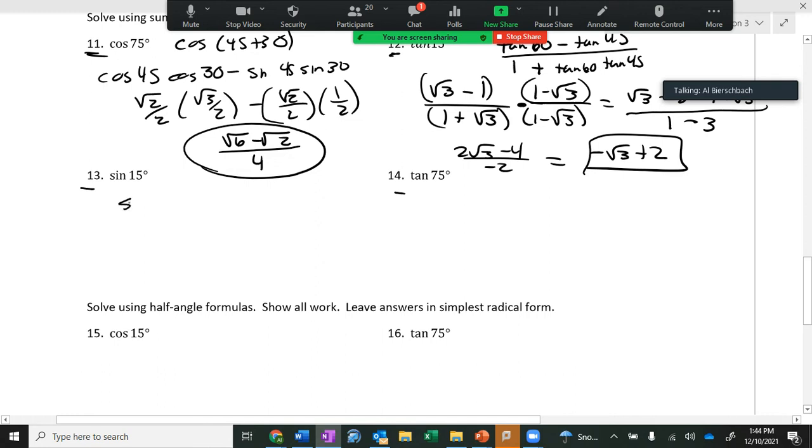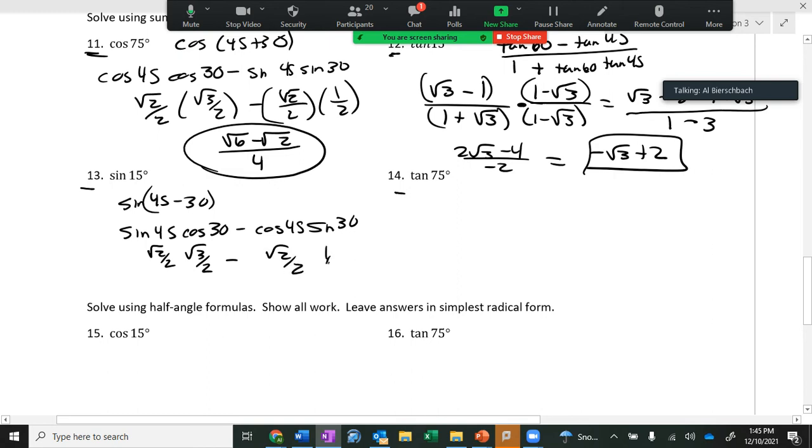Sine of 15 is the sine of 45 minus 30, which is the sine of 45 cosine of 30 minus cosine of 45 sine of 30, which is square root of 2 over 2 times square root of 3 over 2, minus square root of 2 over 2 times 1/2. And so it's square root of 6 minus square root of 2 all over 4. Exact same answer as number 11.